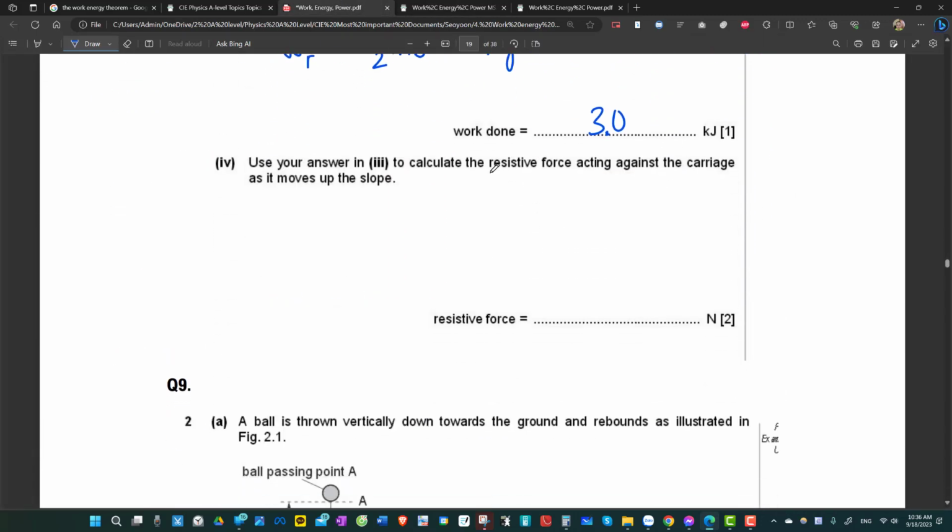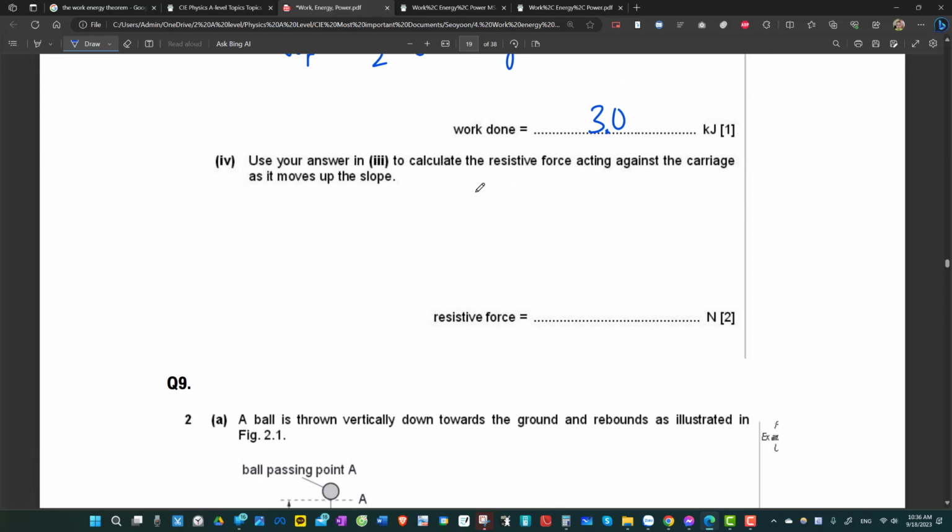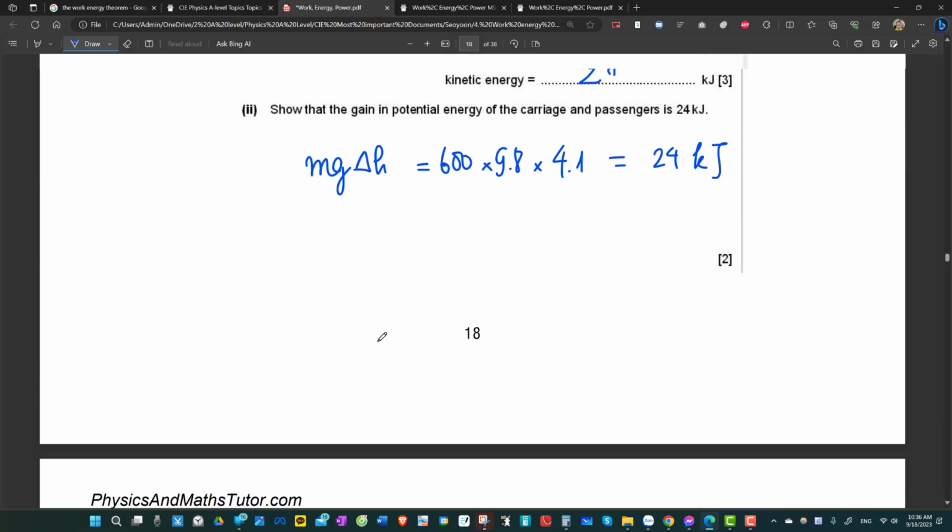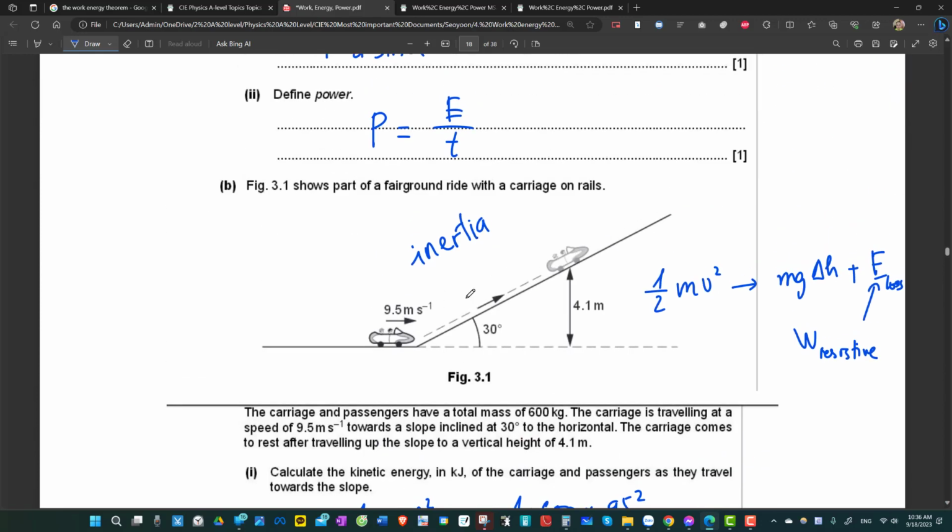Use your answer to calculate the resistive force acting against the carriage as it moves up the slope. Again, easy. We need to calculate the distance that it travels up the slope. We are given that the increase of height is 4.1, the angle 30. So the distance that the carriage travels up here, s, is 4.1 over the sine of 30 degree, right? Because we have sine of 30 degree is equal to the opposite, which is 4.1, over the hypotenuse, which is s that we need to find, and therefore s is this ratio.